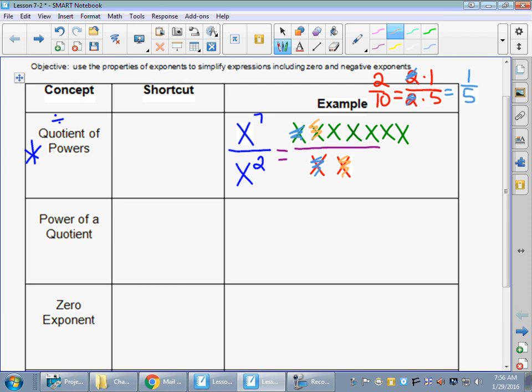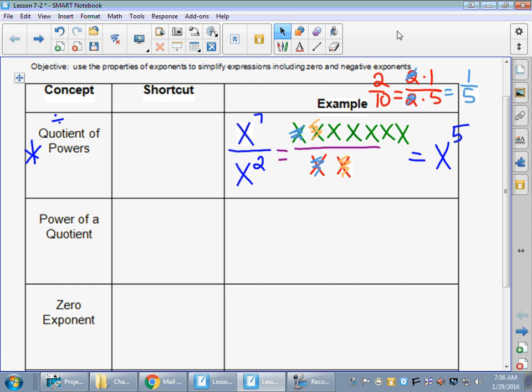So for my answer, I'm going to write out x to a power. I've only got one base. And notice I have got 1, 2, 3, 4, 5 x's left in the numerator, no x's left in the denominator. If I had x's left in the denominator, I'd have to put 1 over to make sure I show that they're in the denominator. So x to the 5th.